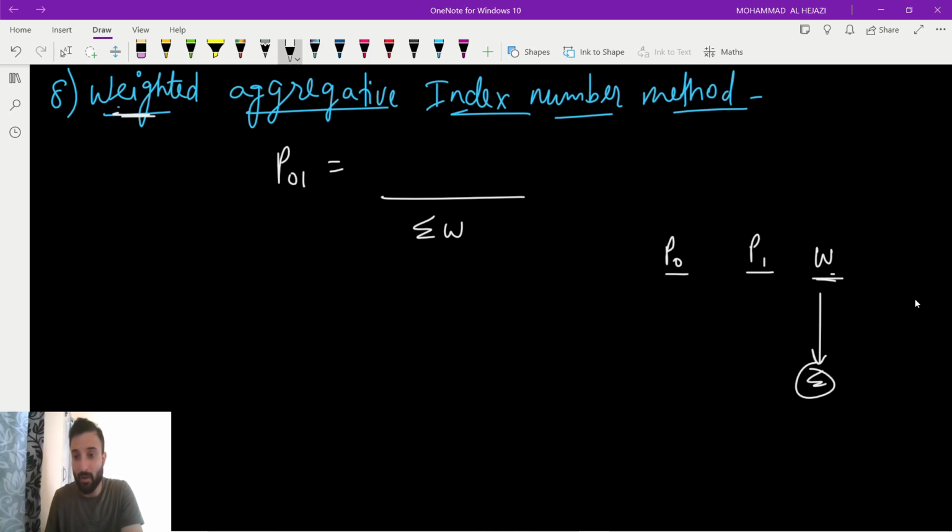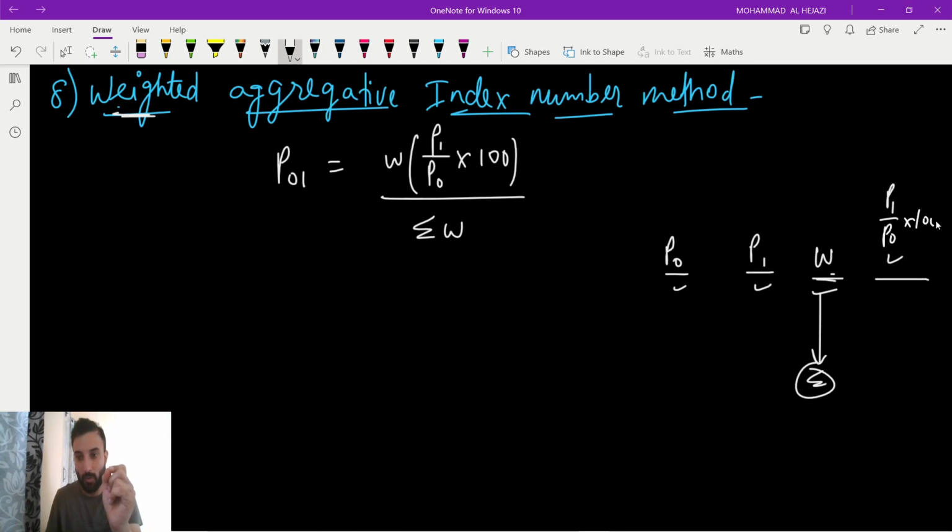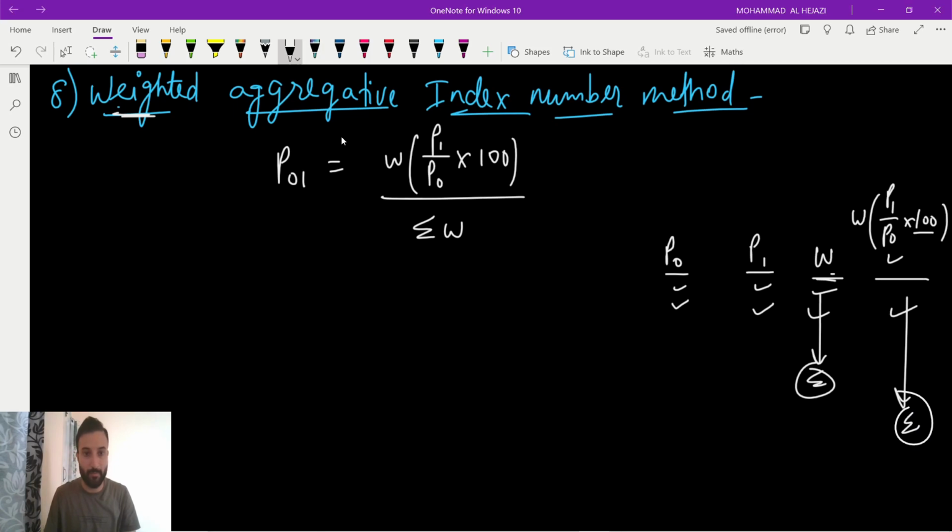In the numerator you have to make one column. You take the P1 value divided by the P0 value, whatever you get, multiply with 100, and whatever you get, multiply with W. So this is the column where you will write: P1 by P0 into 100 into W. Then the summation of this column is here.